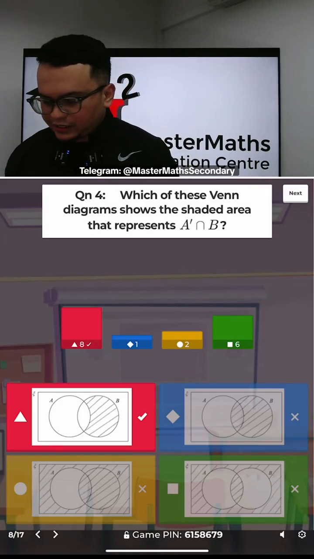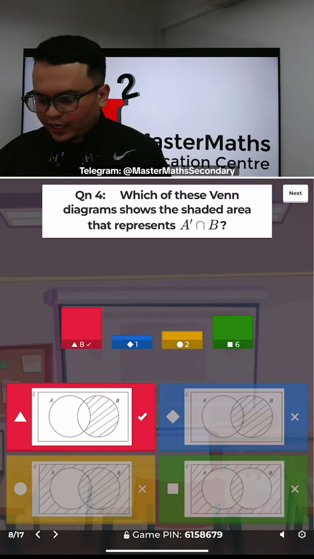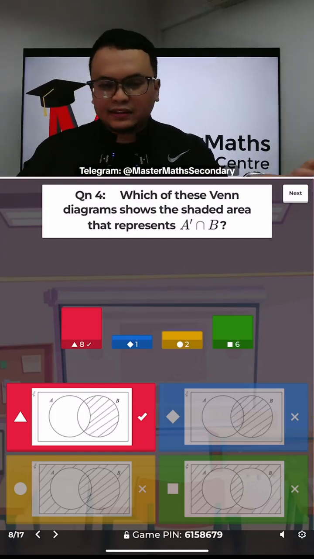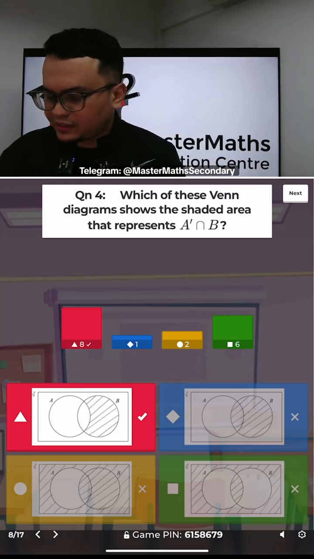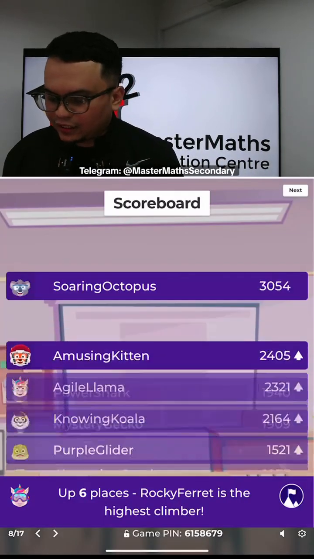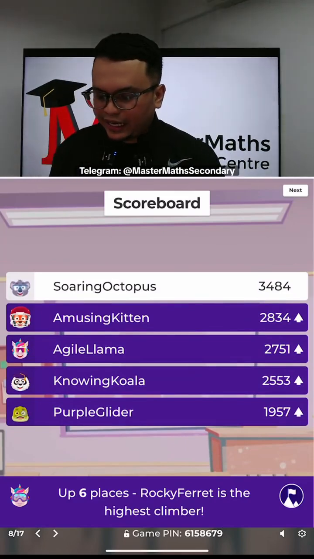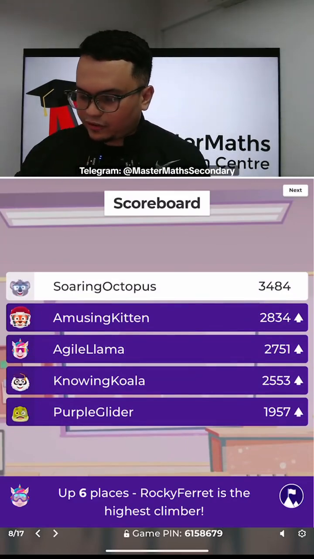Alright, so the answer is the red one. Okay, let me explain to you why. Most of you are getting better at this. So we see more students now getting more correct answers. Good, this is a good sign. You guys are actually learning along the way. Soaring Octopus is at first place now. Amusing Kitten and Agile Llama are second and third respectively.